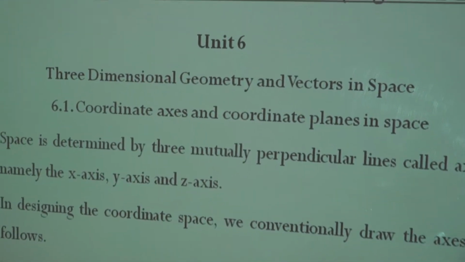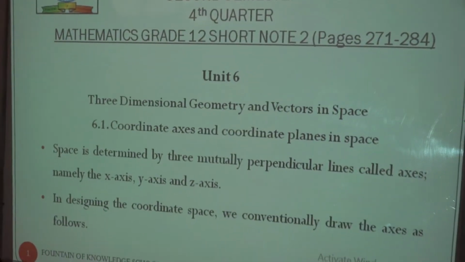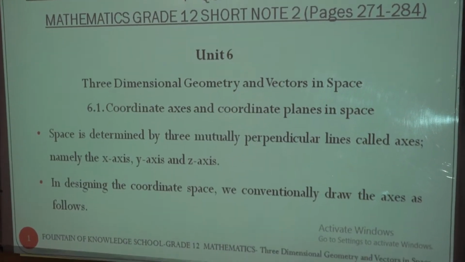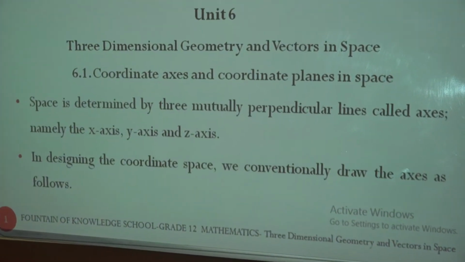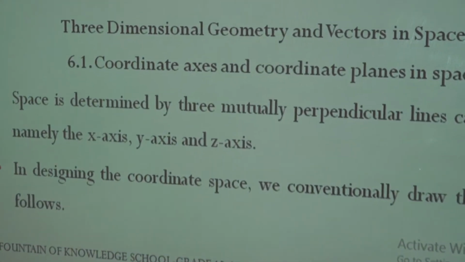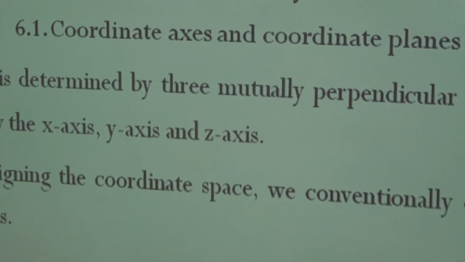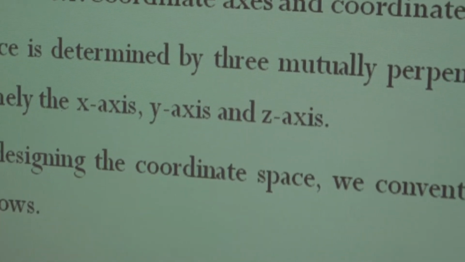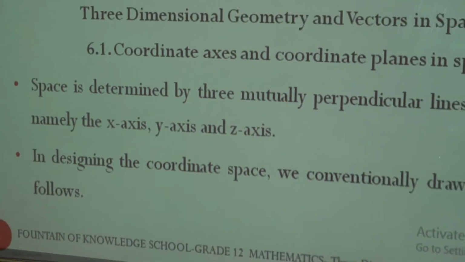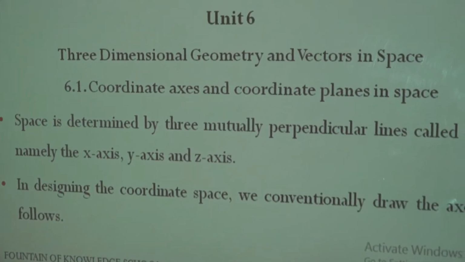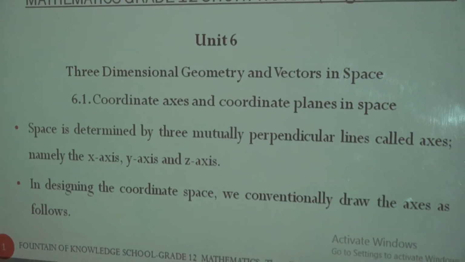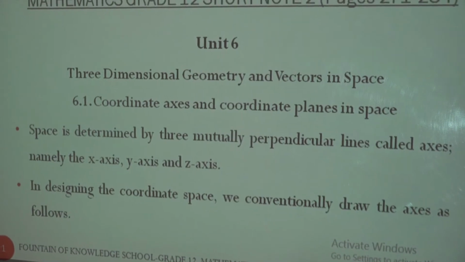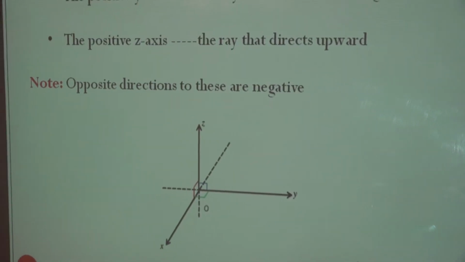As you know, a space is determined by 3 mutually perpendicular lines which are known as axes. These axes are named the x-axis, the y-axis and the z-axis. These are the 3 perpendicular lines that determine a space. And when we design a space, we conventionally draw the axes in the following way.